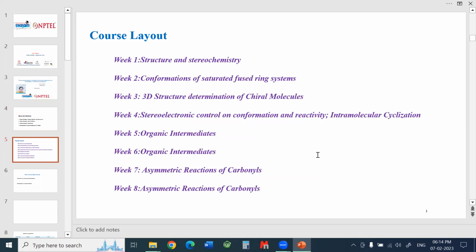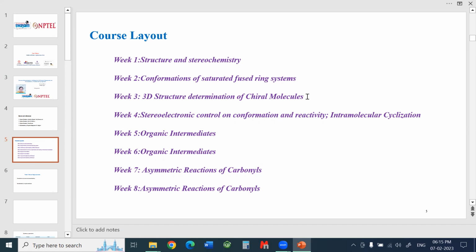So the course is of eight weeks, and it consists of different aspects of stereochemistry. In the first week, generally it deals with the stereochemistry of small organic structures, and mainly the concept of symmetry. In the second week, the conformation of saturated fused systems will be studied. Similarly, in the third week, more advanced problems in terms of 3D structure, determination of chiral compounds, and problems on this topic will be covered.